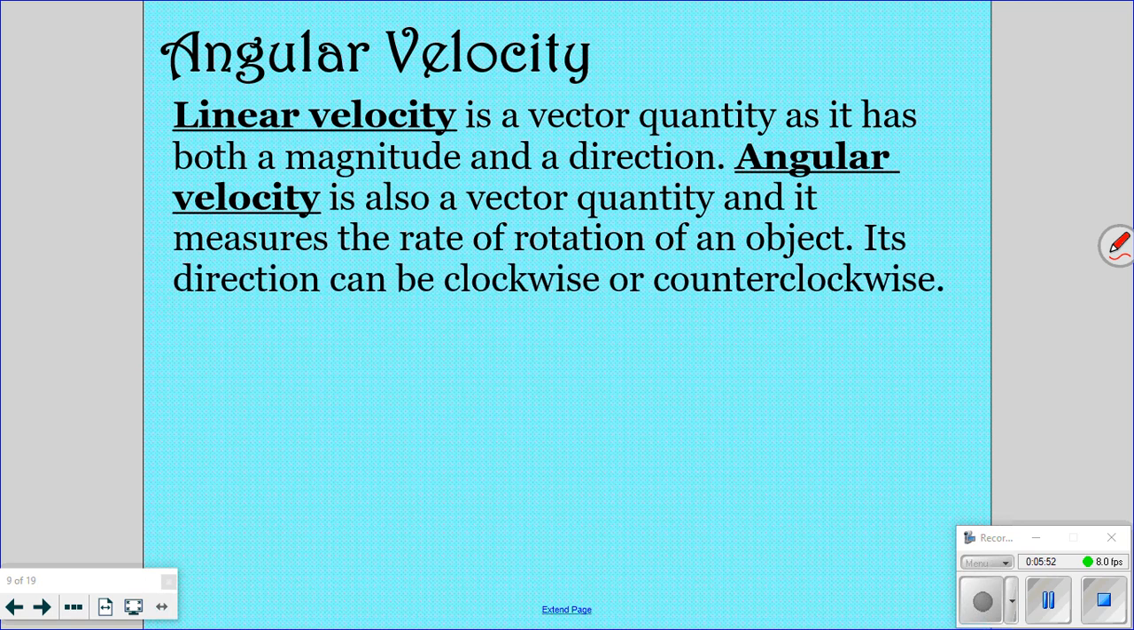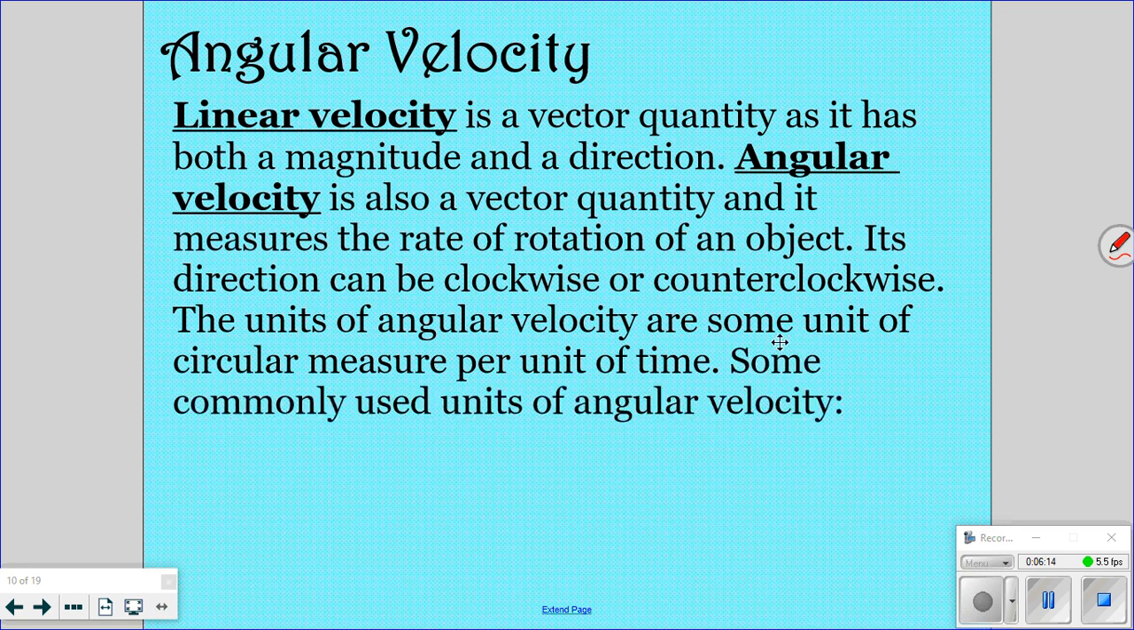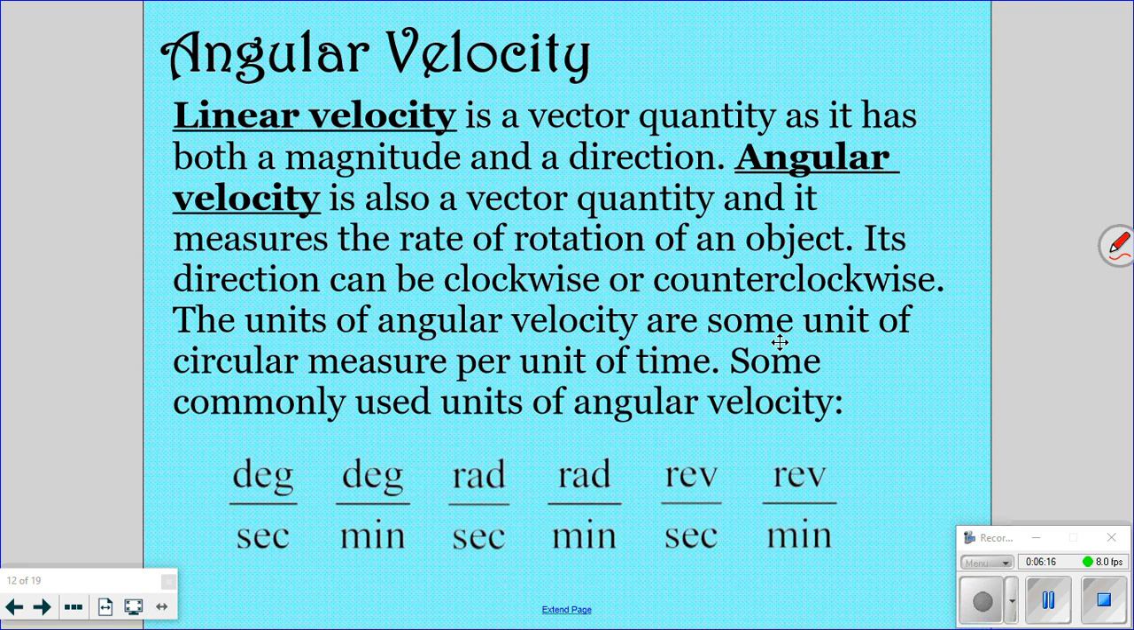Your direction can be counterclockwise or clockwise. Your units for angular velocity are going to be a circular measure per unit of time. So not meters, not miles. We're going to do a circular measure. So that would be one of these: degrees per second or per minute, radians per second or per minute, or revolutions per second or per minute. So it's how fast it's going around in a circle. So that would be in degrees, radians, or revolutions.